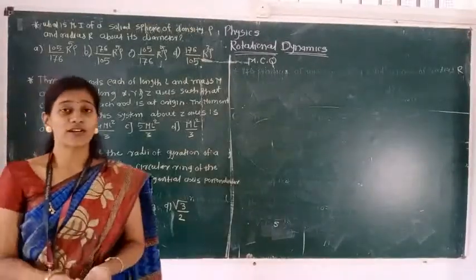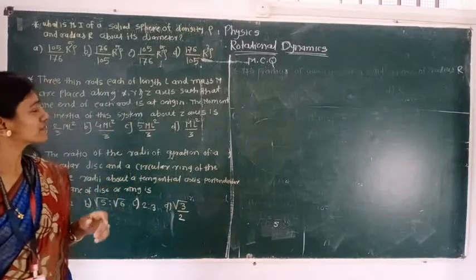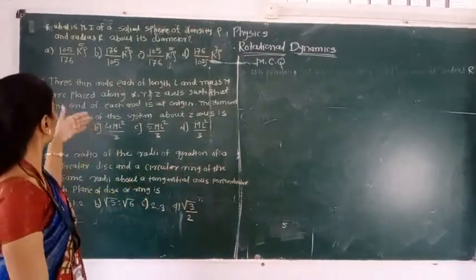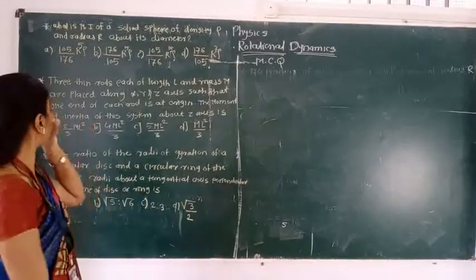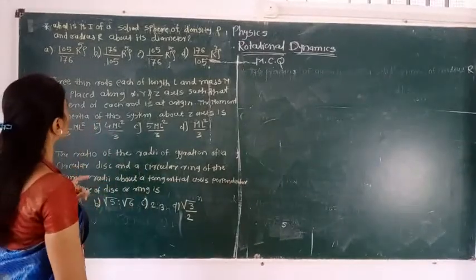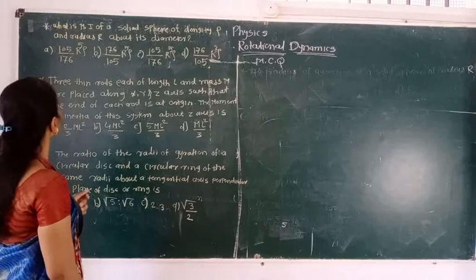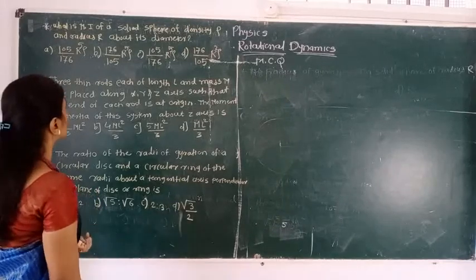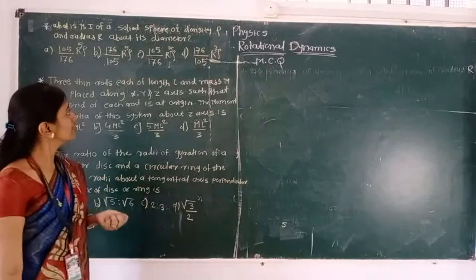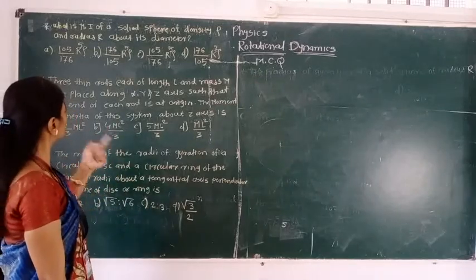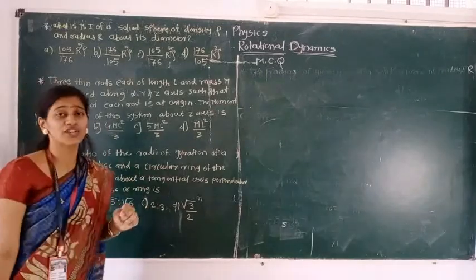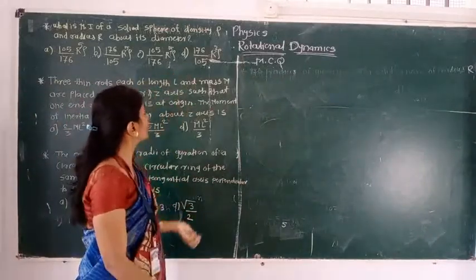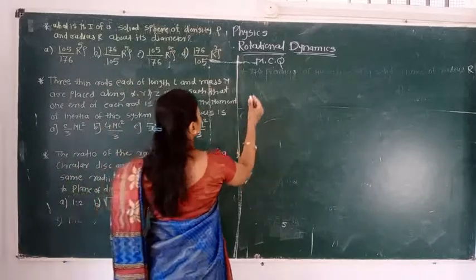Hello friends, already we started rotational dynamics. In that we started some MCQs. Let me move toward the next MCQ. What is the moment of inertia of a solid sphere of density rho and radius r about its diameter? So the value is given in terms of density. That means the moment of inertia here we have to find out in terms of density and radius.